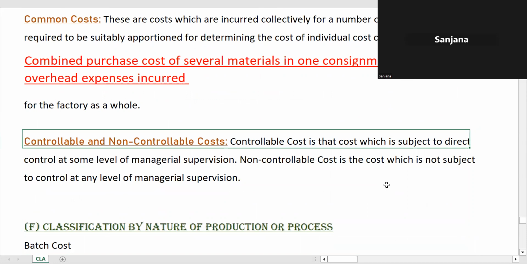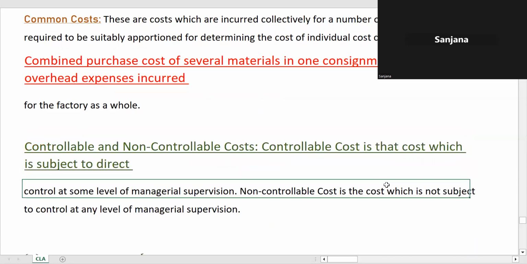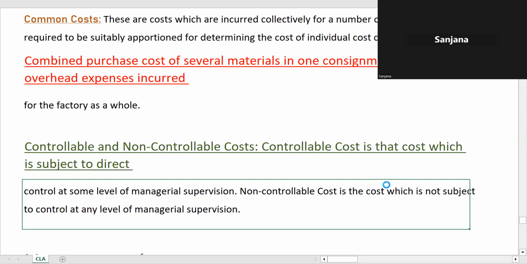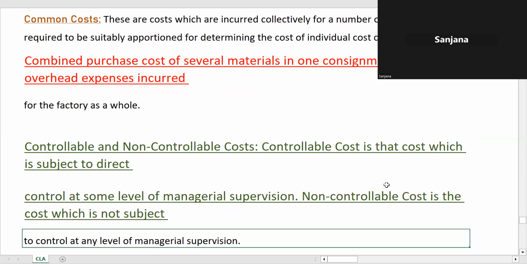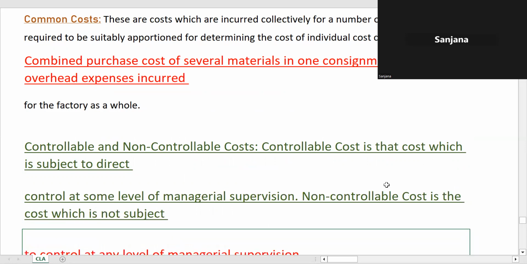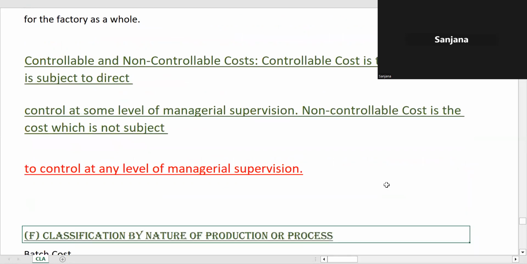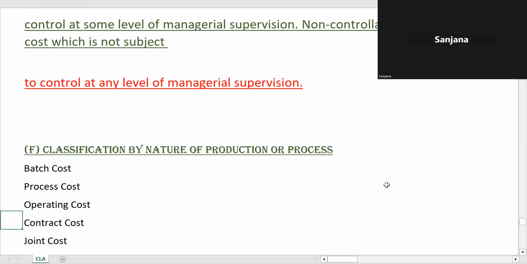Then controllable and non-controllable cost. If managers can control a cost, that is controllable cost. But if you cannot control it by managerial supervision, then that is a non-controllable cost. So this is it.